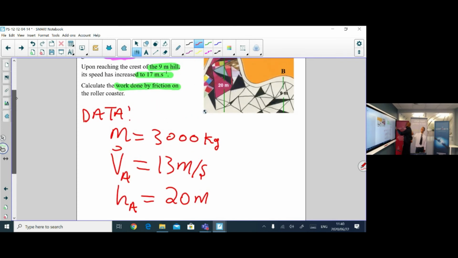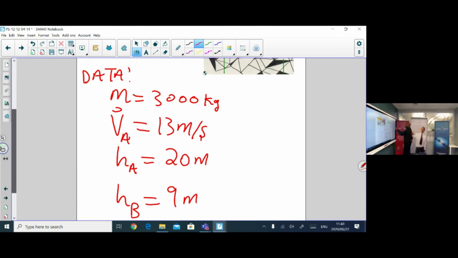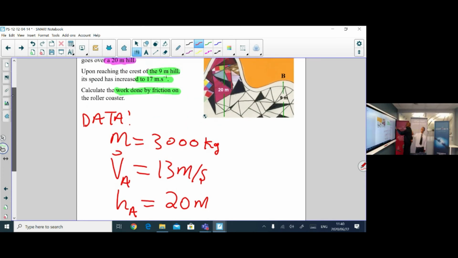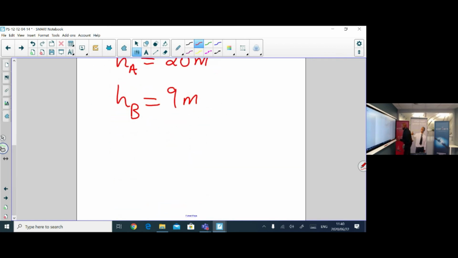Upon reaching the crest of the 9-meter, we have been given another height. That is H, which is equal to 9 meters. That is our height at point B. And then we have also been given the speed at B. In other words, that is the velocity at B.